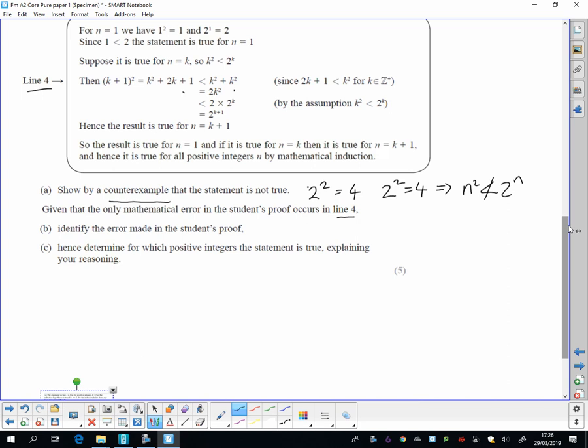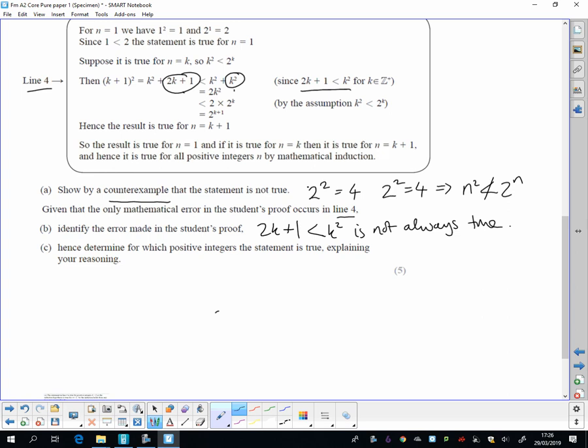They said that's going to be less than k² + k, since 2k + 1 is less than k². So this is their assumption as to why they can replace 2k + 1 with k². The problem is that's not always true. Because, for example, 2k + 1 is not always less than k². All you've got to do is find an example where it doesn't work.